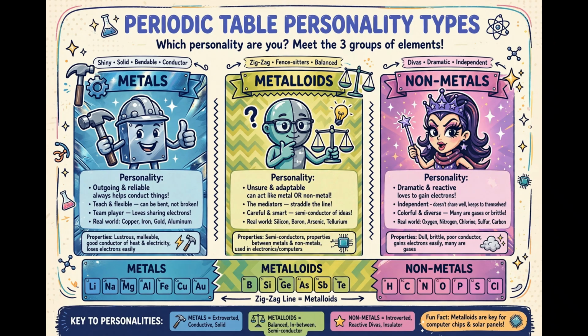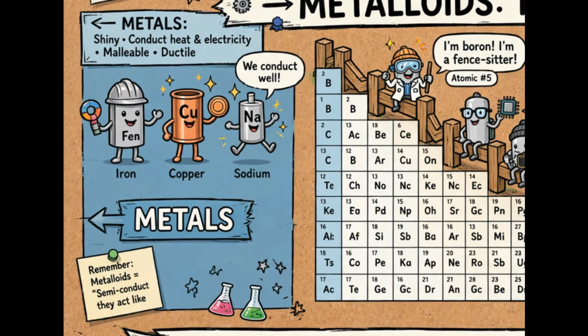Easy. Next, you can split every element into three main personality types. Metals live on the left. They are shiny, solid, except for mercury, which likes to be weird, bendable, and great at conducting heat and electricity.